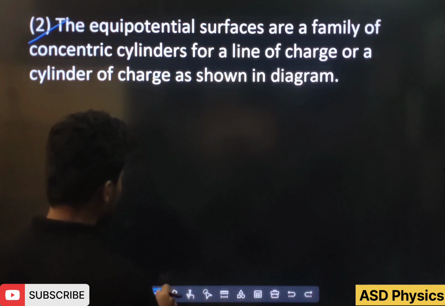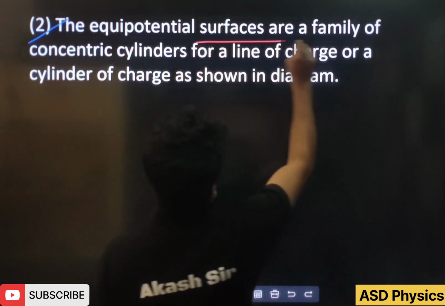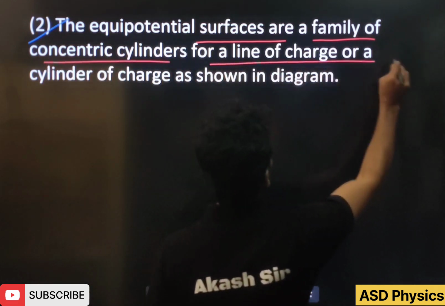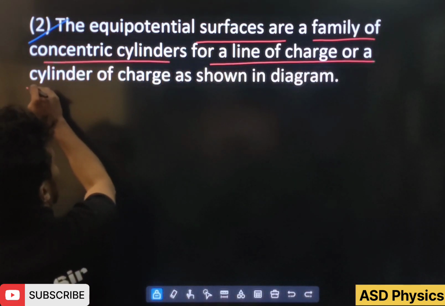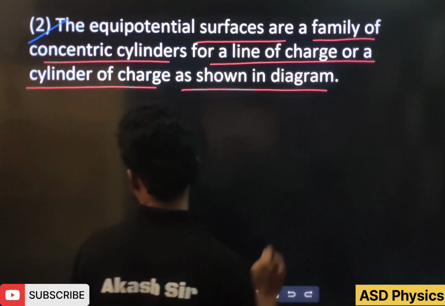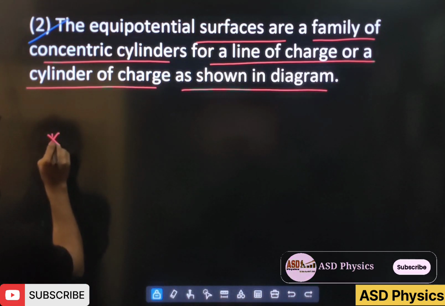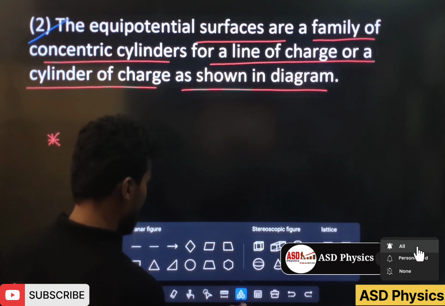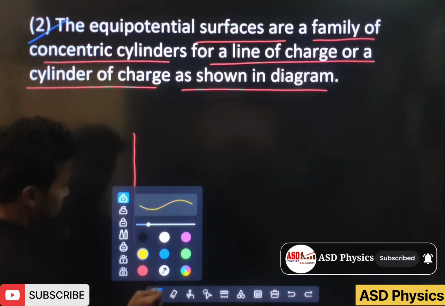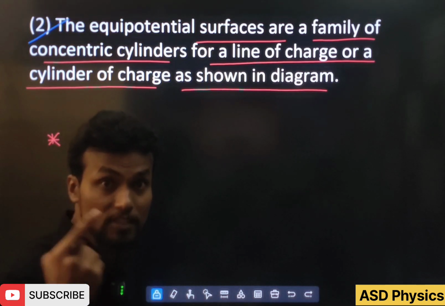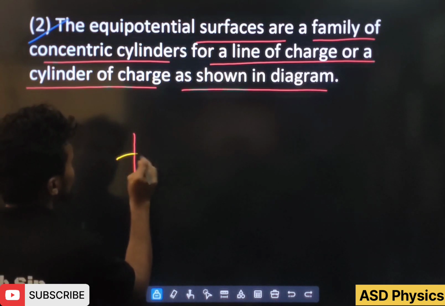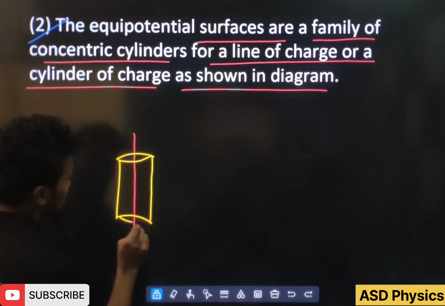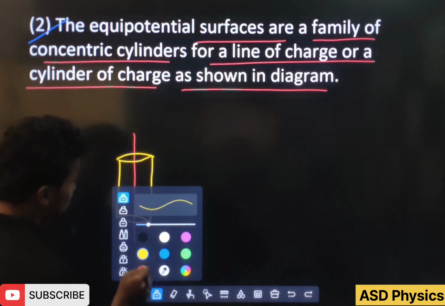The second one: the equipotential surfaces are a family of concentric cylinders for a line of charge or a cylinder of charge, as shown in the diagram. So now what will I take here? I will take this line here. In this situation, what kind of equipotential surface will be there? Just like cylindrical ones, like this. And here charge is there.